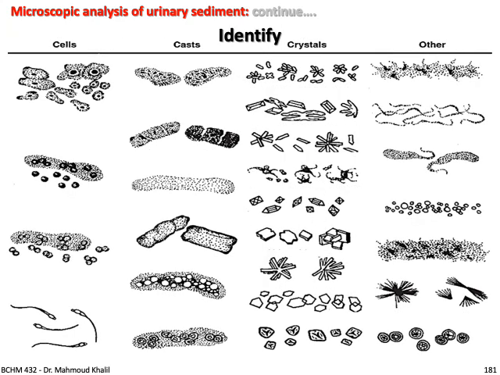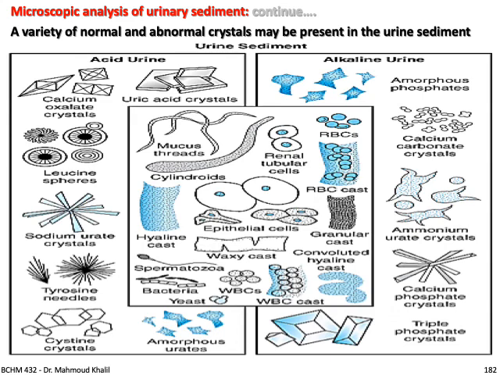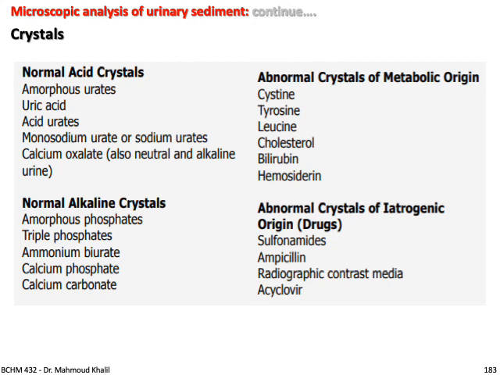So actually, this is the same slide. After memorizing the last slide, you can train on this slide to put the names of the different shapes of the crystals. Again, this is a collection of the types of crystals and their names. Crystals generally can be classified into normal acid crystals, normal alkaline crystals, abnormal crystals of metabolic origin, and abnormal crystals of iatrogenic origin. That means they came from drugs.